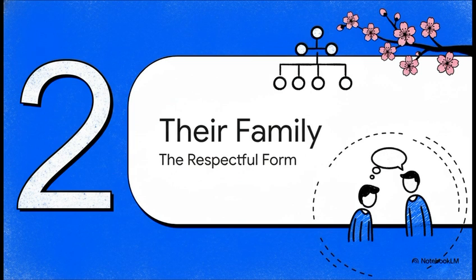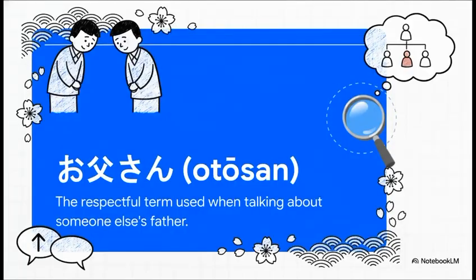All right, so you've got the words for your family down. That's part 1. But that's only half the story, right? What happens when you're talking about someone else's family? Well, that's where things change. This is where the respectful form comes into play. So, let's say you're asking your friend how their dad is doing. You would not use chichi. No way. You'd use the respectful term, which is otosan. You can hear the difference, right? It just sounds more formal.